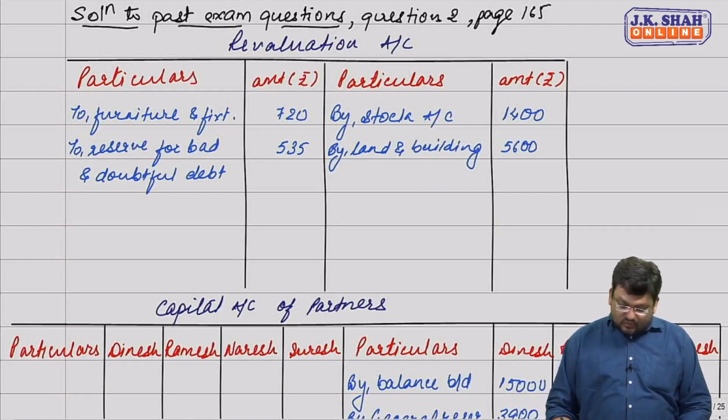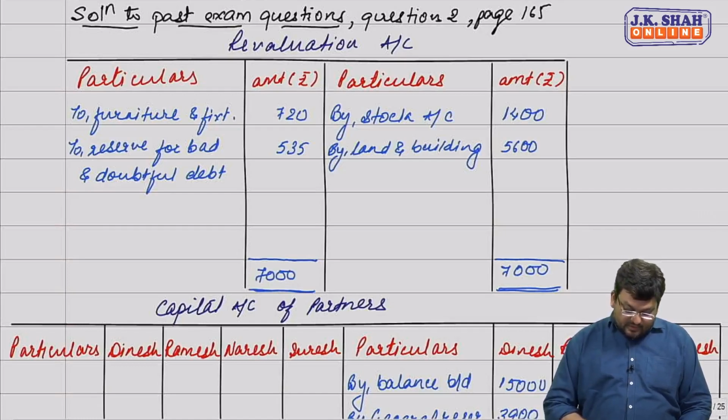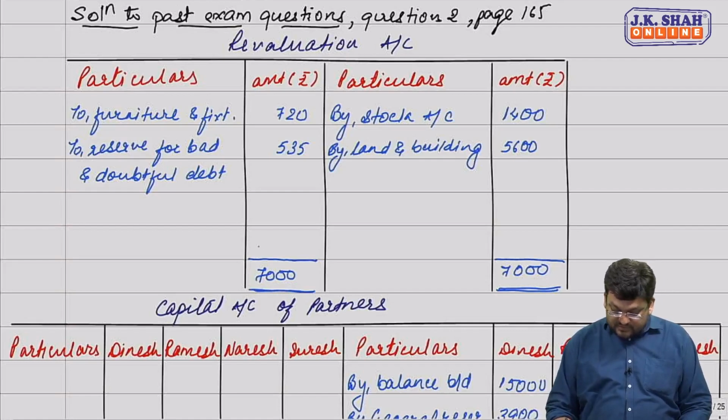And value of goodwill. Goodwill won't come in revaluation. We'll close revaluation first. Profit in revaluation comes to 5,745, and this profit will be distributed among partners in their old ratio.